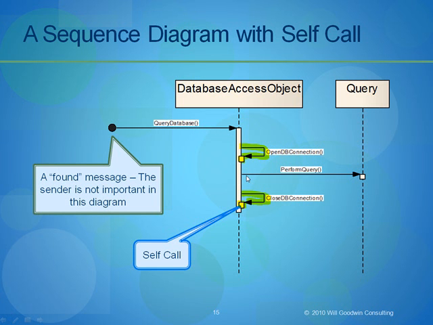We've also indicated in this diagram that we don't really care who is going to send this query database message. It's most likely not an outside actor, because this database access object is probably not one that would communicate with the outside world. It could be that we just don't care, or it could be that there are several different kinds of objects in our system that could do this. And what we're trying to depict on this diagram is simply the interaction between the database access object and the query object.